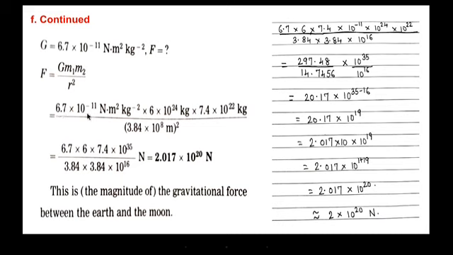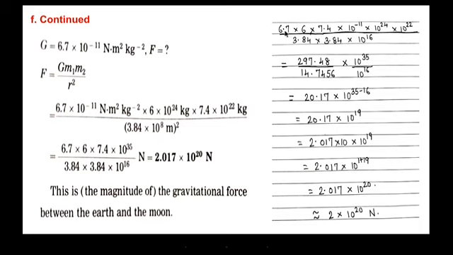G is 6.7 × 10^-11, m1 is 6 × 10^24, m2 is 7.4 × 10^22, upon r², that is (3.84 × 10^8)². The square is for the entire number 3.84 × 10^8, so we have to put a bracket. Now after this I have done the calculation at the side. You can do it directly like this using the laws of indices and get the value, or you can do all the steps, or show it in your rough work also. So we take all the numbers at one side and the indices at one side.